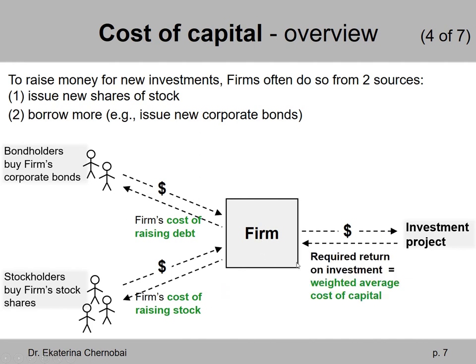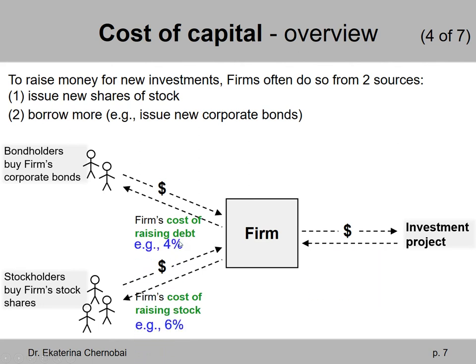So the required return on any new investment is some sort of average, or we say weighted average, cost of capital. So it's like some sort of average of the cost of debt and the cost of stock. Let me give you an example. Let's say bondholders pay $100 to the firm to buy the firm's bonds.